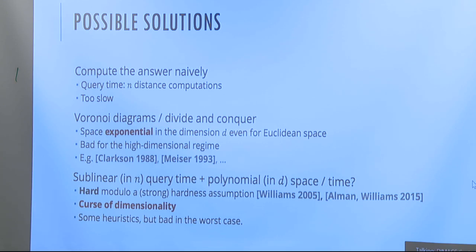So again, as far as we know, it's impossible to have a data structure that takes space polynomial in n and d and answers queries in time polynomial in d and sublinear in n. These things cannot happen all at the same time.